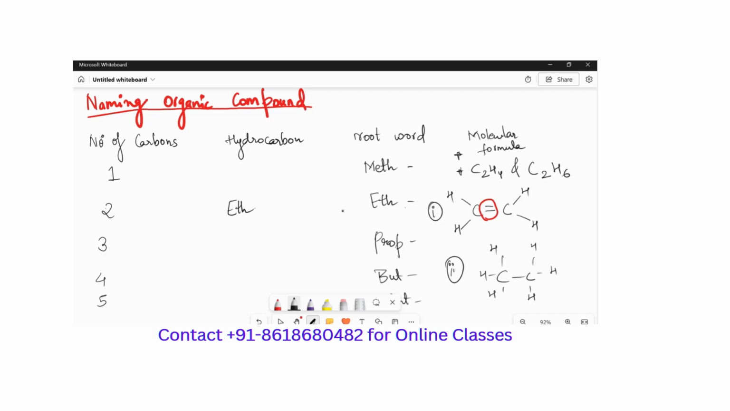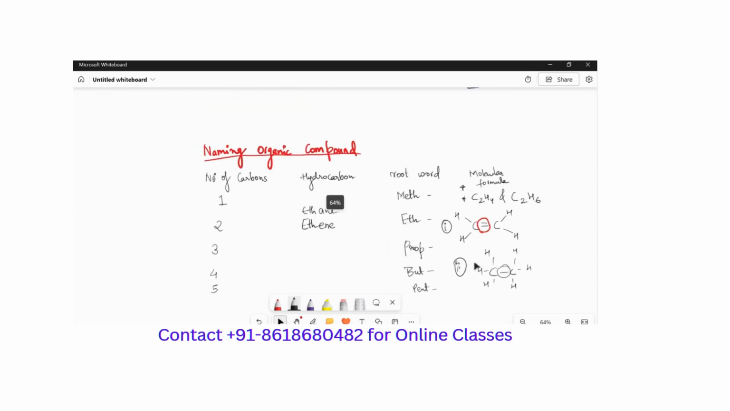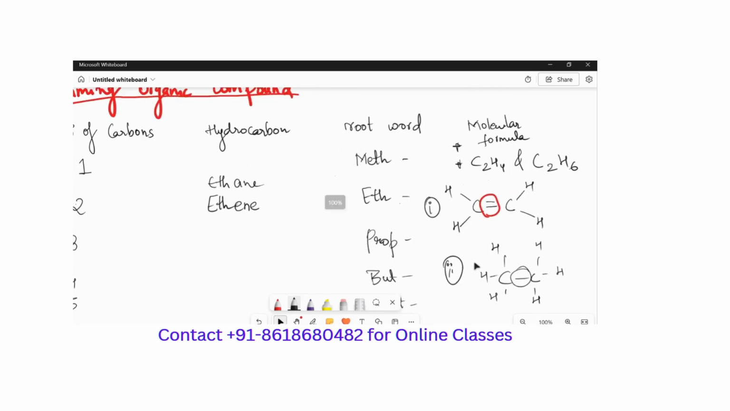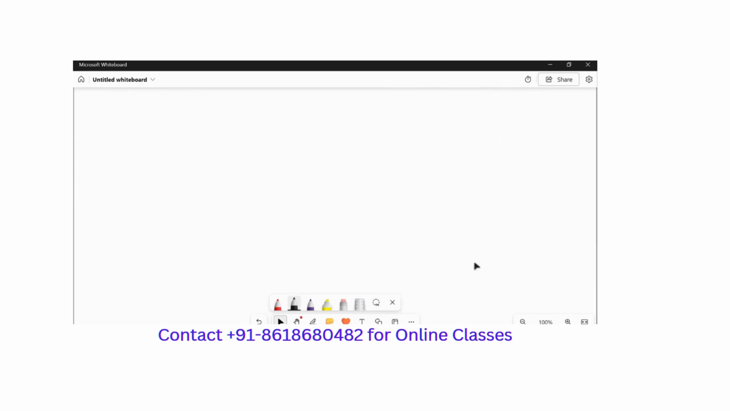After writing it, as it is a double bond, you have to use the suffix "ene". Next one, if you see here, carbon-carbon is having a single bond. So for writing the name of that, you will use the root word and "ane", right? If suppose it was an alkyne group, you would write it as ethyne, isn't it? So this is how we name the organic compound. It is very easy. The complexity starts when we learn about the functional group, right?